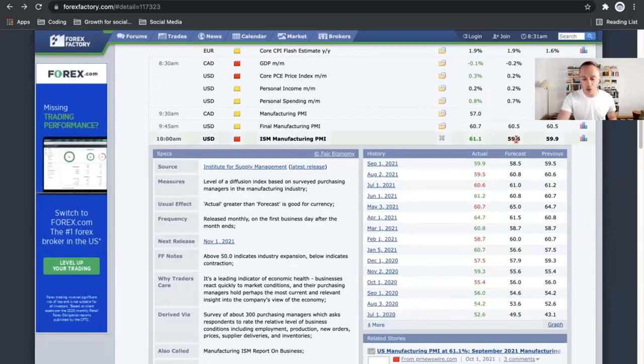So aside from just looking at, if the actual is greater than forecast, it's going to be good for the currency. People are saying it's going to be better than expected. Looking at the forecast, you want to pay attention to the history. So you can see right here, we have more green than we do red as far as the actual versus the forecast.